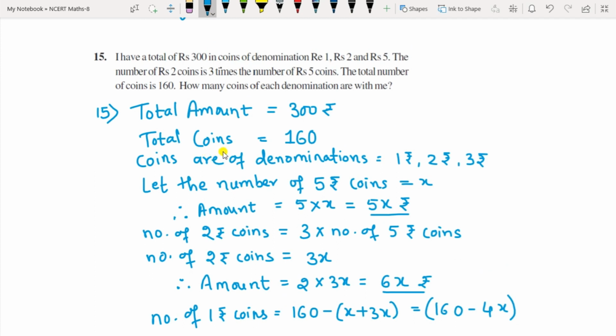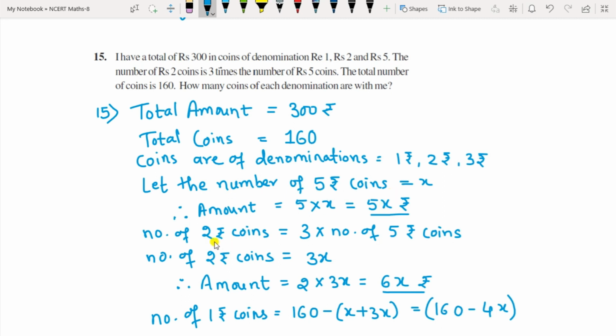Question number 15: I have a total of rupees 300 in coins. So the total amount is 300, and the total coins are 160, in denominations of 1, 2 and 5 rupees. The relation given is that the number of 2 rupees coins is 3 times the number of 5 rupees coins. You have to find the coins of each denomination.